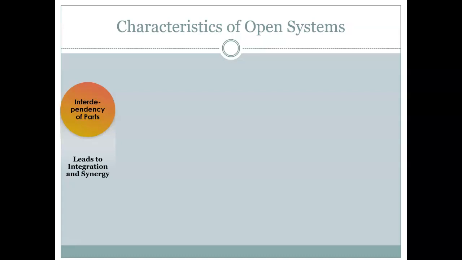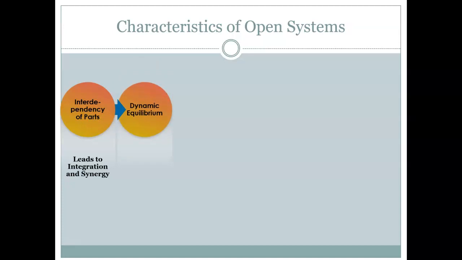The result of effective interaction is integration, in which all the parts of the system share objectives of the entire organization. Integration leads to synergy, meaning that the units or parts of an organization working together may have greater impact than each of them operating separately.